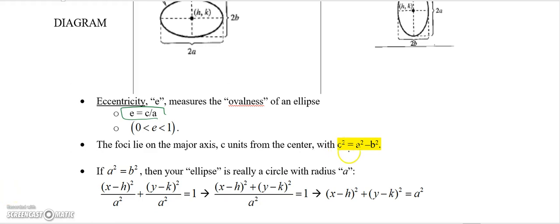Sometimes in a problem, we might be given just 2 of these 3 values for A, B, and C, and we're going to use this formula, C squared is A squared minus B squared, in order to solve for the 3rd variable. So we need to memorize that.